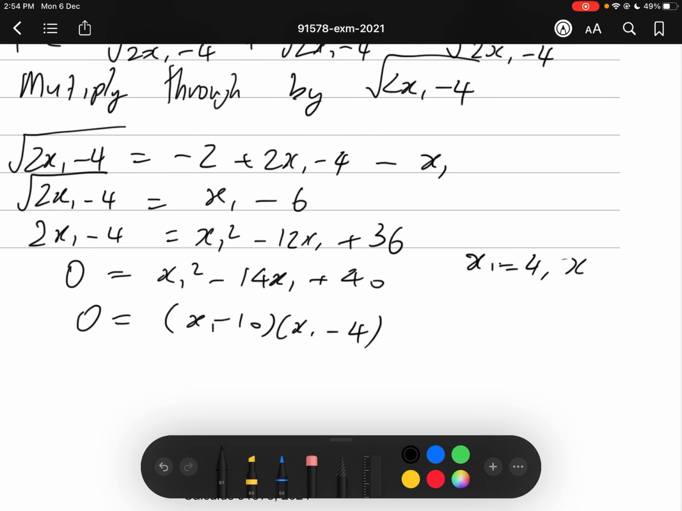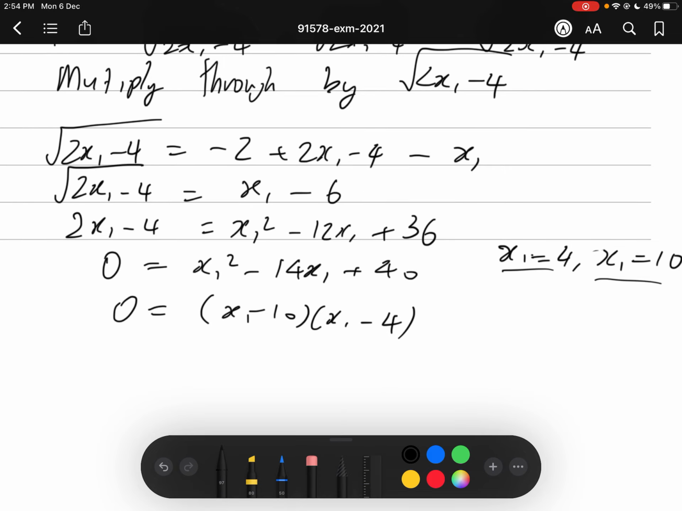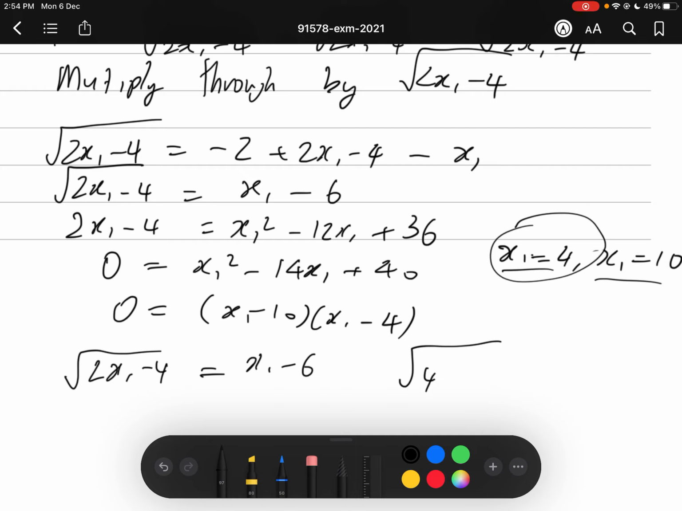However, only one of these points is valid, since once you square both sides, you can create an invalid solution, because the square root of something cannot be negative. So we're going to plug these 2 points in to see which one is valid. Originally we had the square root of 2x1 minus 4 equals x1 minus 6. So let's try x1 equals 4. The square root of 4 times 2 minus 4 equals negative 2. In this case, we take the principal square root, the positive value. So therefore, 2 is not equal to negative 2, so x1 equals 4 is not a valid solution.